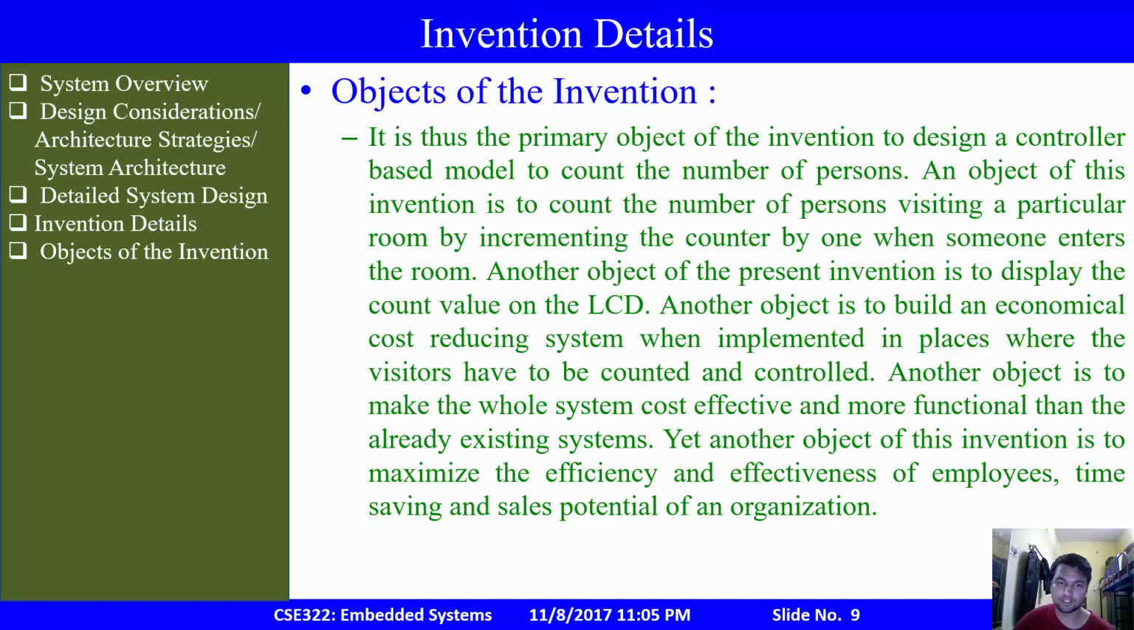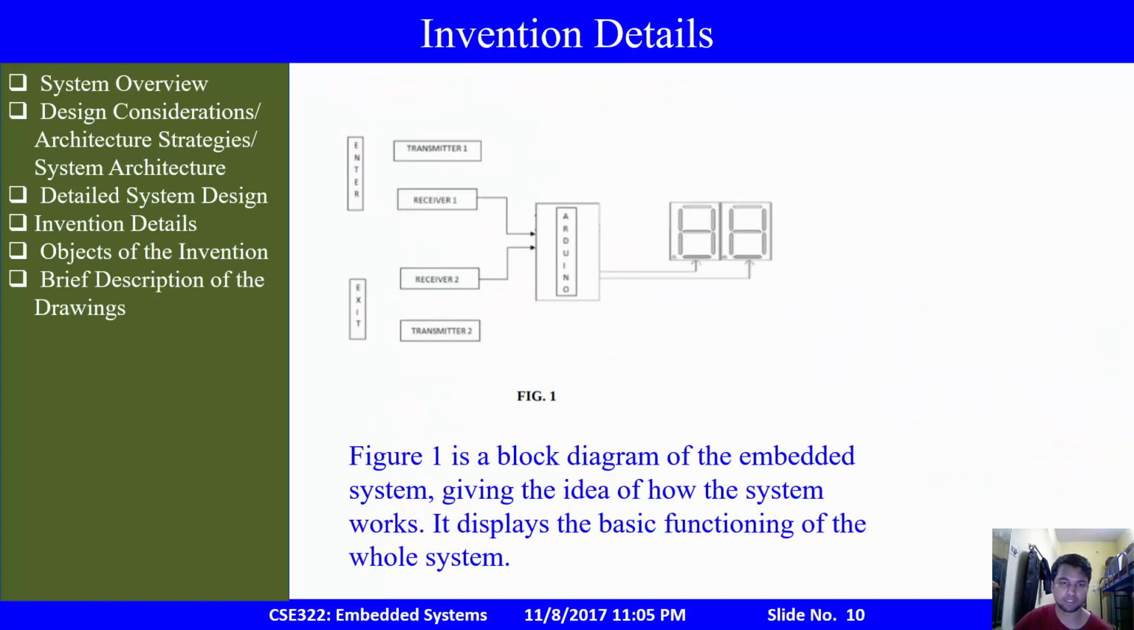Another object is to build an economical cost-reducing system which, when implemented in places where the visitors have to be counted and controlled, is efficient. Another object is to make the whole system cost-effective and more functional than the already existing systems. Moreover, we can aim to maximize the efficiency and effectiveness of employees, time saving, and sales potential of an organization.